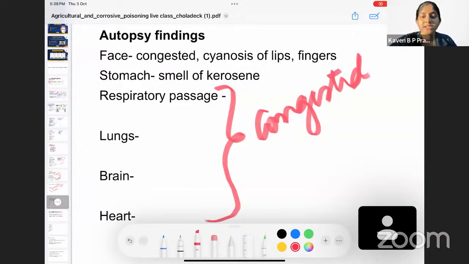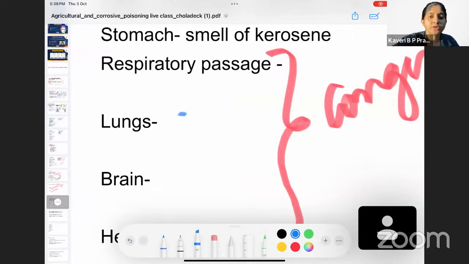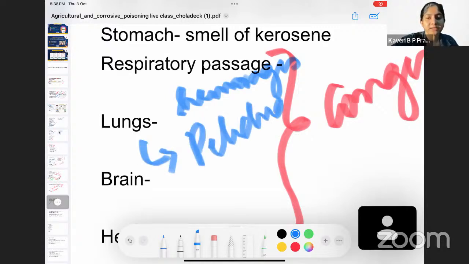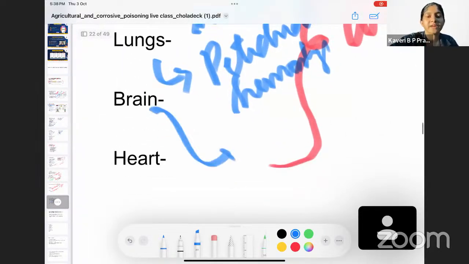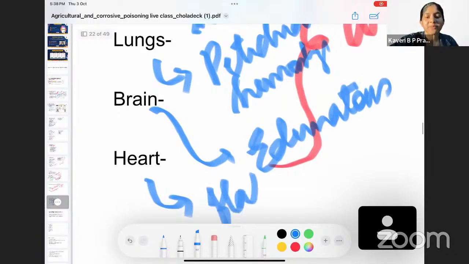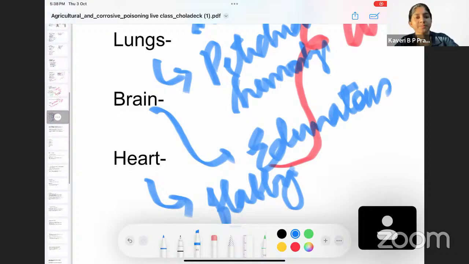Along with congestion, now coming to extra things. In the respiratory passage, along with congestion, there are going to be hemorrhages. What is seen in lungs? Petechial hemorrhages are seen. And coming to brain, the brain is going to be very edematous. Along with being edematous, it is congested. Heart is going to be flabby. And because it is flabby, it is not able to properly pump blood. That is why there is bradycardia in these people.